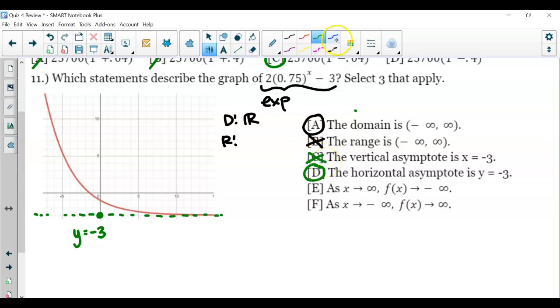Now let's look at the end behavior. As x's are approaching infinity, so as we're going to the right, well, what is the right side approaching? Well, yes, it's going down, but is it going down to -infinity? No, it is approaching the asymptote at -3. So this is -3. So let's check to make sure that F is our third option. As we're going to the left to -infinity, so as we're going left, well, what direction is our end approaching? Well, it's going up to +infinity.